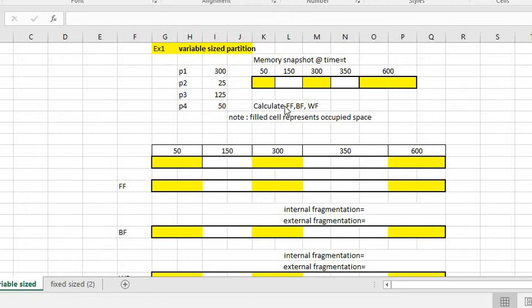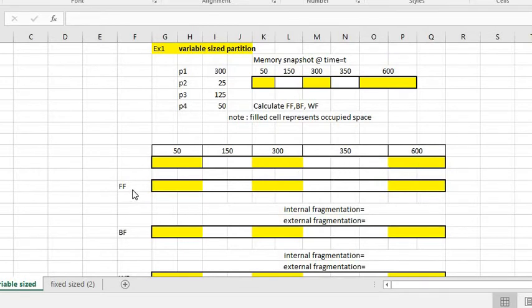Now we need to calculate the first fit, best fit, and show how the worst fit will allocate the processes on this memory snapshot. Here the filled cells represent the occupied space, and the white spaces show what is available. So let us take the 3 algorithms and see how they fit each of the processes on this memory. Now just take out the same snapshot again here: 50 occupied, 150 available, 300 occupied, 350 available, 600 occupied.